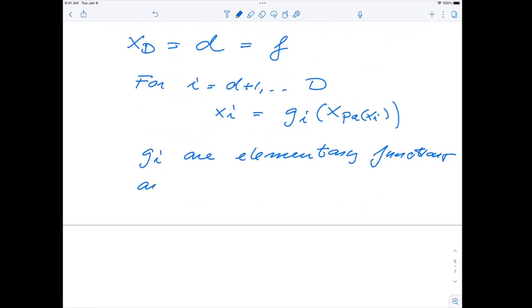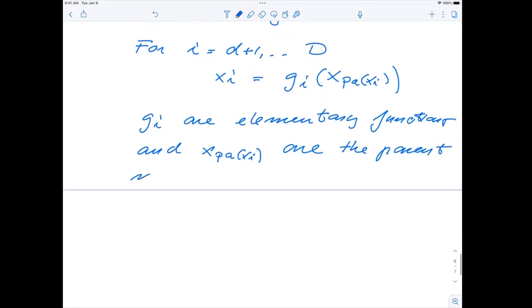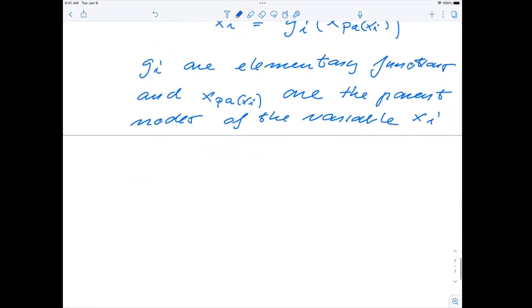And these pa of x_i, which we have put in here, they are the parent nodes of the variable x_i in a specific graph. Are the parent nodes of the variable x_i, which we had in that specific graph here.